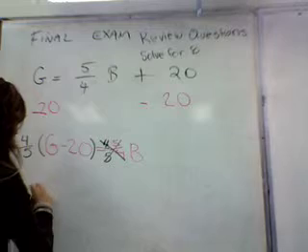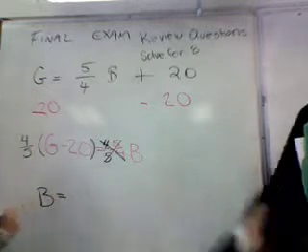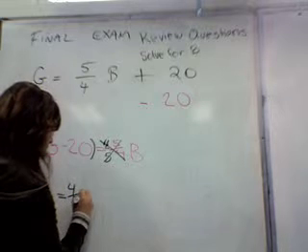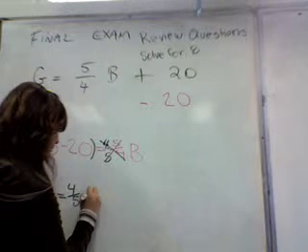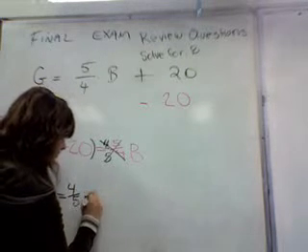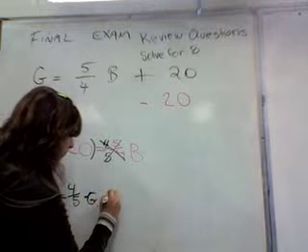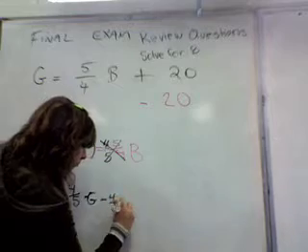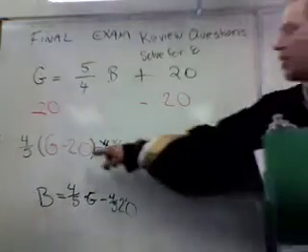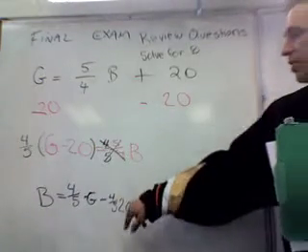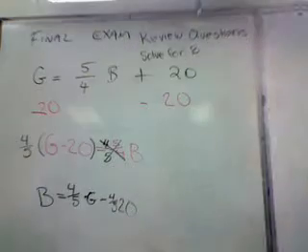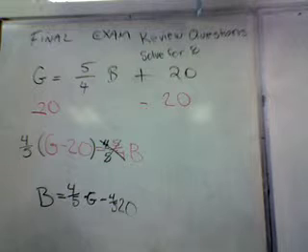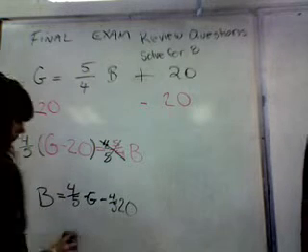B equals, and all I'm doing now is putting the b on this side. 4 over 5 times g minus 4 over 5 times 20. So we're distributing it. You could do it either way. You could leave it as this, or you could distribute it. Equals 4/5 g minus 80 over 5, what's 80 over 5?